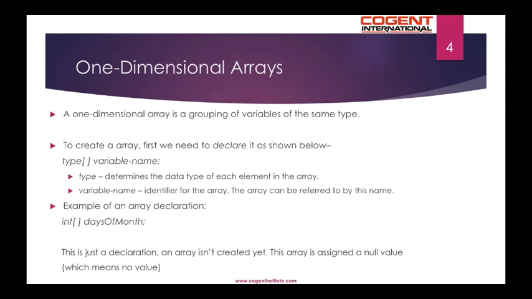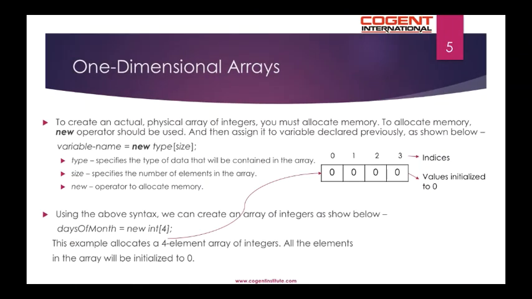This is just a declaration. An array isn't created yet. This array is assigned a null value, which means no value. To create an actual physical array of integers, you must allocate memory. And to allocate memory, we use the new operator and then assign it to the variable declared previously.